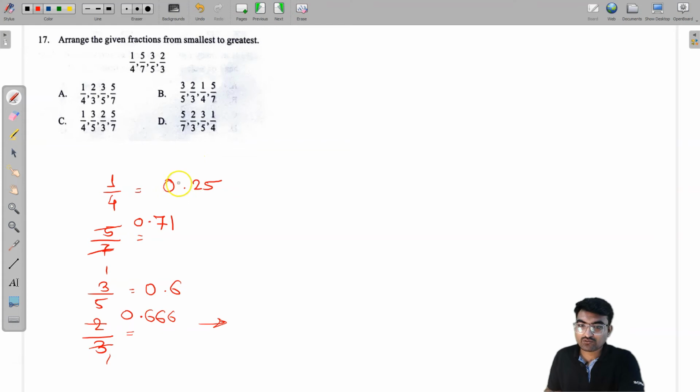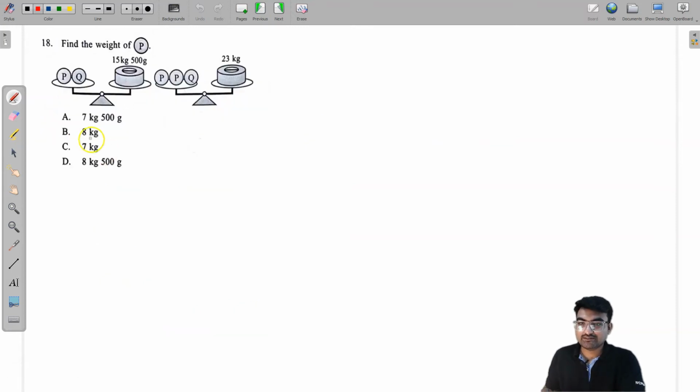So now if we have to arrange them from smallest to greatest, 1 by 4 is the smallest. Then after that, see, if it is recurring, it will go on and on, so we can just end it as like 0.67, right? So after that it will be 3 by 5, after it will be 2 by 3, and in the last 5 by 7, right? So just check the options: 1 by 4, and 5 by 7 in the end, 3 by 5. So option number C, correct.